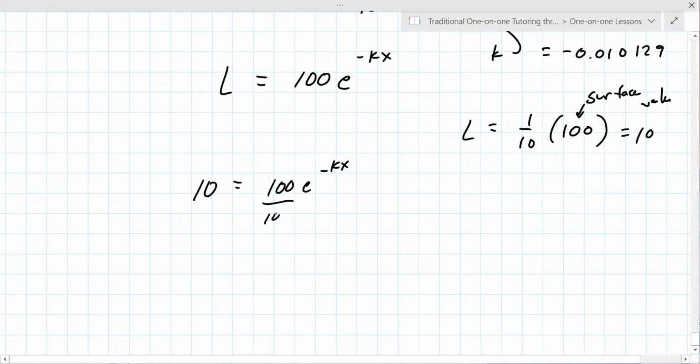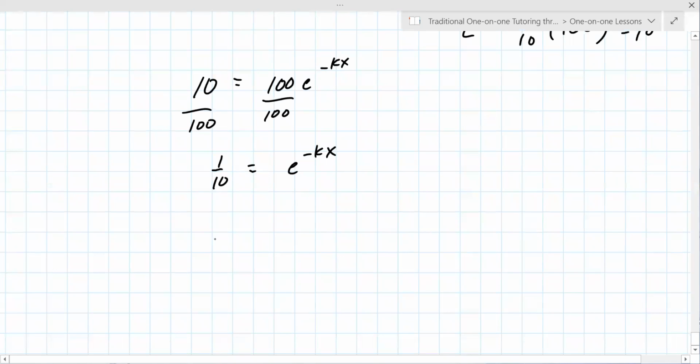Okay. So you divide both sides by 100. That's 1/10 equals e to the minus kx. And you do the same thing. You solve for x this time though. So x is the natural log of 1/10 over negative k. And that k value we have. So you go back to your calculator, use that k value, log of 1/10 divided by negative k.